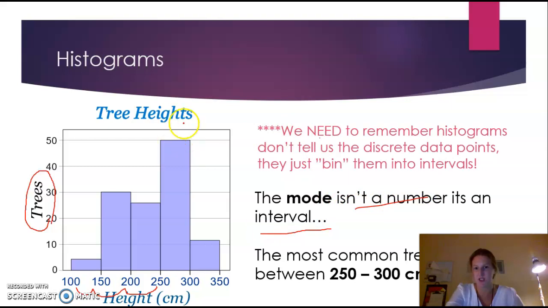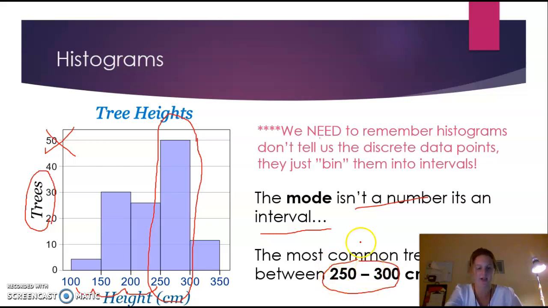And so what that means is you just look where the peak is. All right, the peak is right here. So the mode is an interval. You can't say the mode is 50, no. The mode is between 250 and 300 centimeters. The most common tree height is this. This is our answer here.